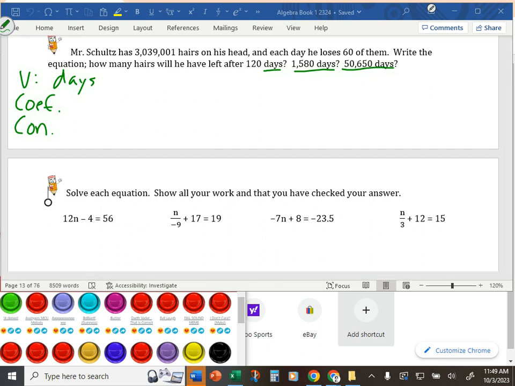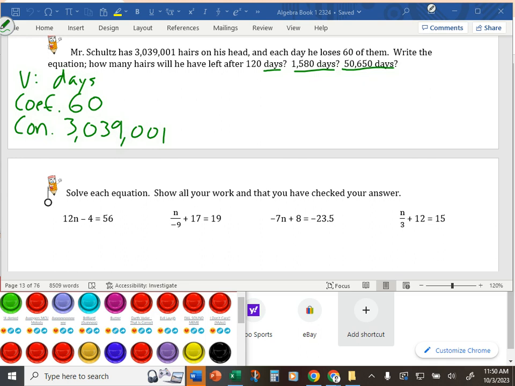That's what's being tested. Good. What else? The constant is not going to be 60. The coefficient is going to be 60 because that tells us what happens per day or each day. Okay? So the coefficient here is going to be 60. What I start with, that's going to be the constant. Yes, my total number of hairs changes, but what I start with doesn't. So my initial value, my beginning value, that's going to be 3,039,001.